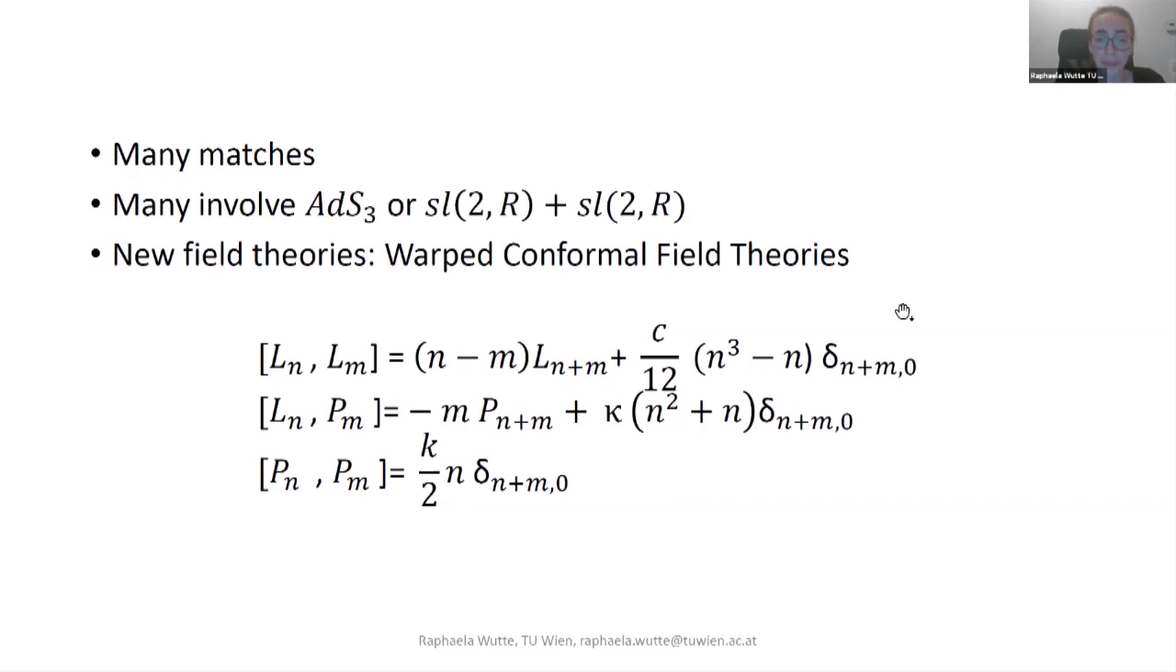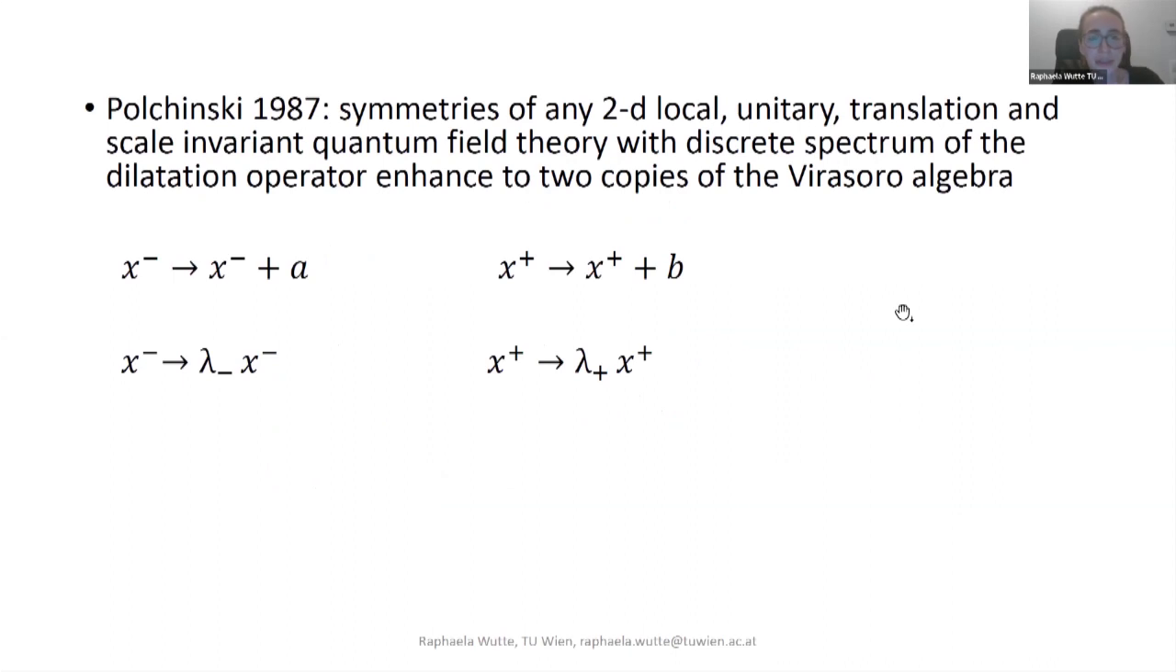Work on holography and asymptotic symmetries in general has also led to the emergence of new field theories, and one of these field theories are so-called warped conformal field theories, whose symmetry algebra you see here. So the symmetry algebra is infinite dimensional, and they admit up to three distinct non-trivial central extensions. One nice way to understand warped conformal field theories is the following. Joe Polchinski showed in 1987 that the symmetries of any unitary translation and scale invariant quantum field theory with a discrete spectrum of the dilatation operator enhance to two copies of the Virasoro algebra.